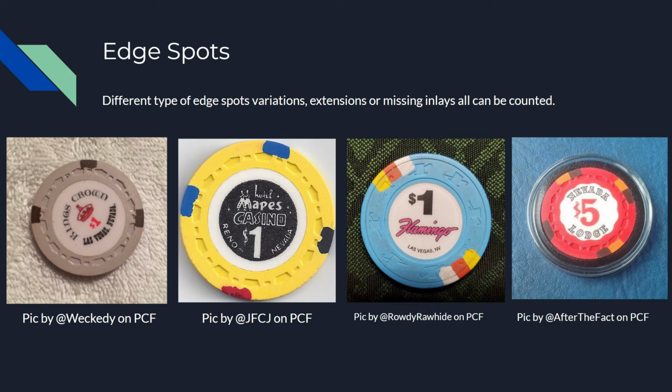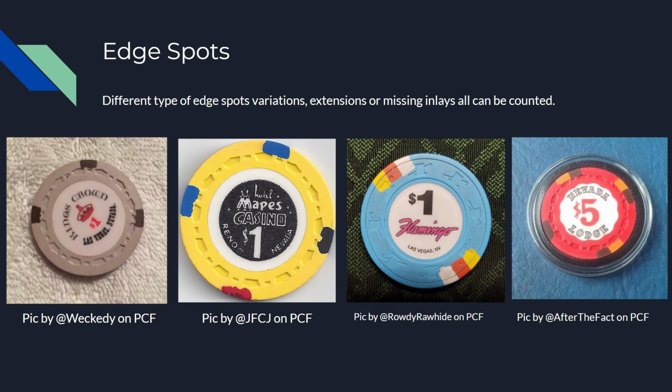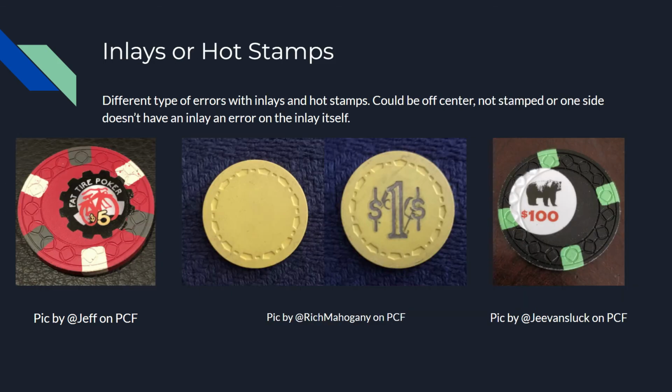And on the Nevada Lodge 5, the same thing as the Pick Hobson's Riverside happened there. So the Nevada Lodge 5 is missing one of the orange edge spots. Then we can talk about inlays and the hot stamps. So there might be different types of errors with inlays and hot stamps.